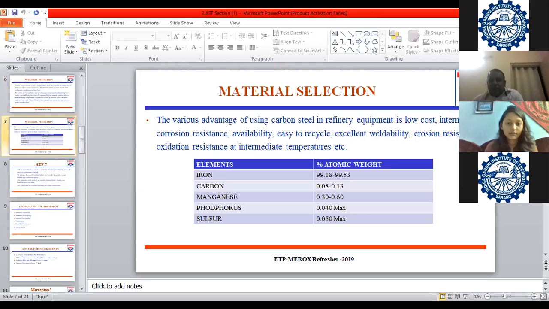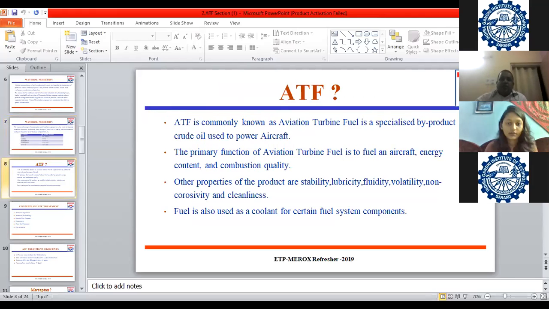The various advantages of using carbon steel in refinery equipment are very low cost, less corrosion resistance, easy availability, easy recycling, excellent weldability, and oxidation resistance at intermediate temperatures. So these are the plus points, the advantages of carbon steel generally used in refinery-scale production. Here is a typical tabulation, where for carbon steel, iron is 99.18 to 99.53, carbon varies from 0.08 to 0.13 percent, manganese 0.3 to 0.6, phosphorus 0.040 maximum, and sulfur 0.050 maximum. So this is the standardization of the material we are using.